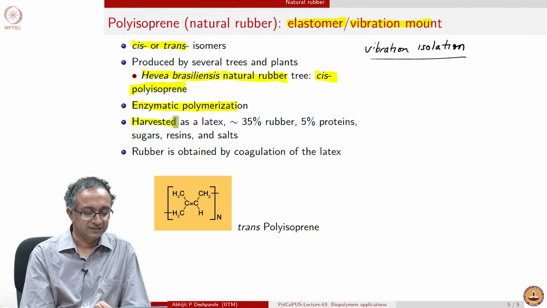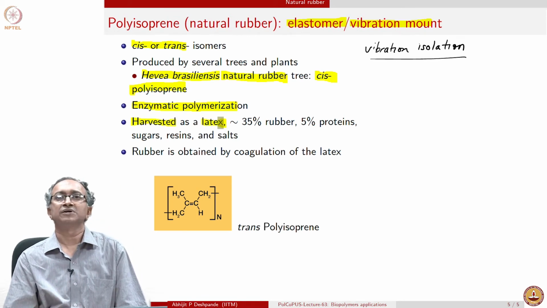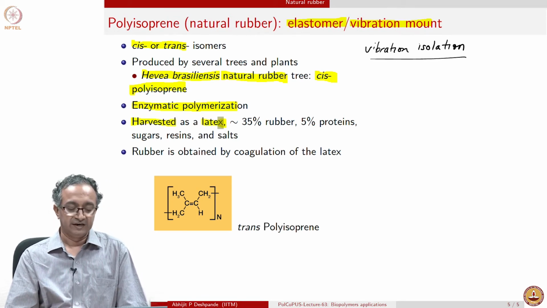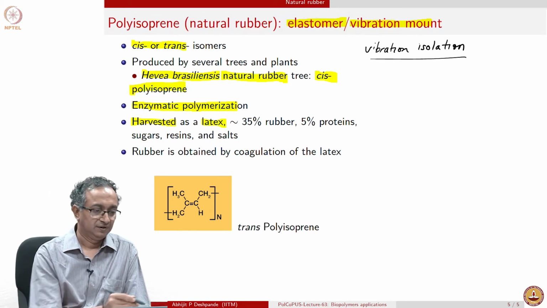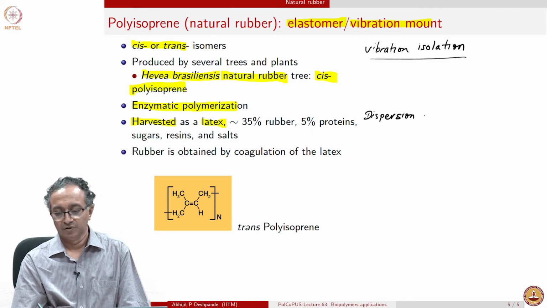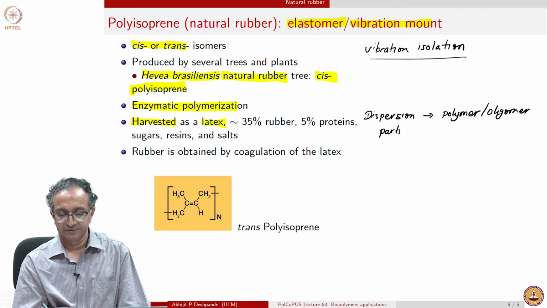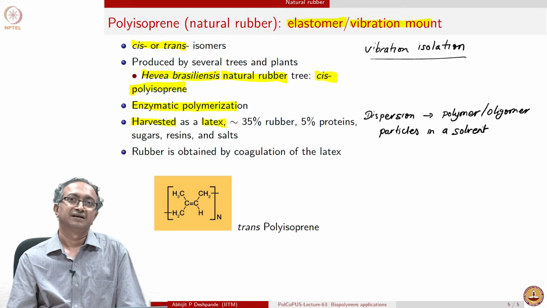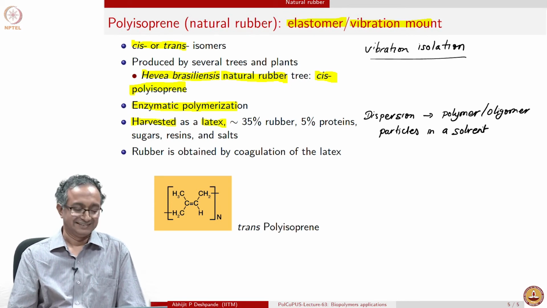Generally, we harvest this as a latex. So, this is a common term used in polymer science. Whenever we have a dispersion of polymer or oligomer particles in a solvent, it is also called a latex. So, in fact, paints are also examples of latex.